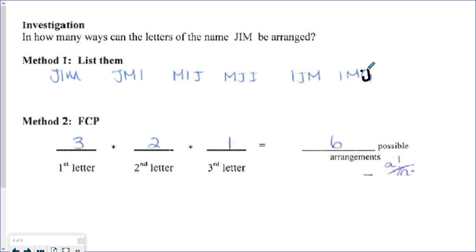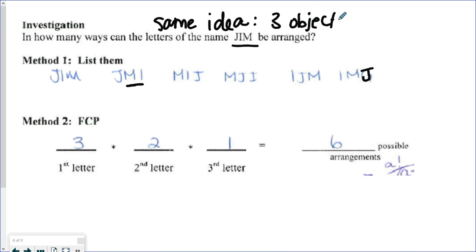That doesn't make sense. It says, in how many ways can the letters of the name Jim be arranged? So we can write it Jim or JMI, so switching the positions of the last 2 letters, or MIJ or MJI or IJM or IMJ. Same idea as the last question. We have 3 objects, and those are the letters that are different.